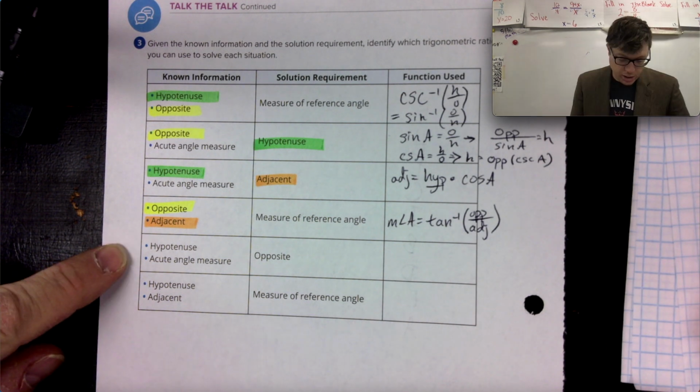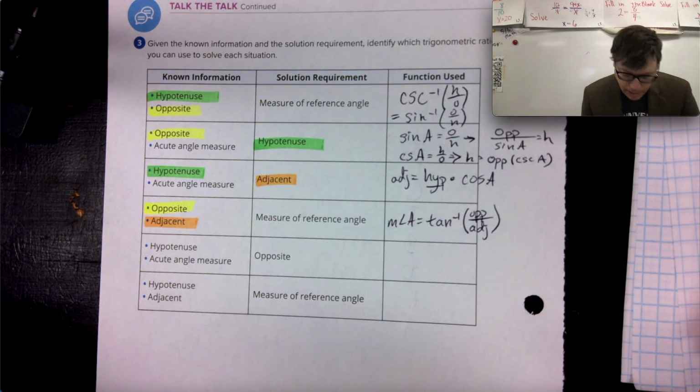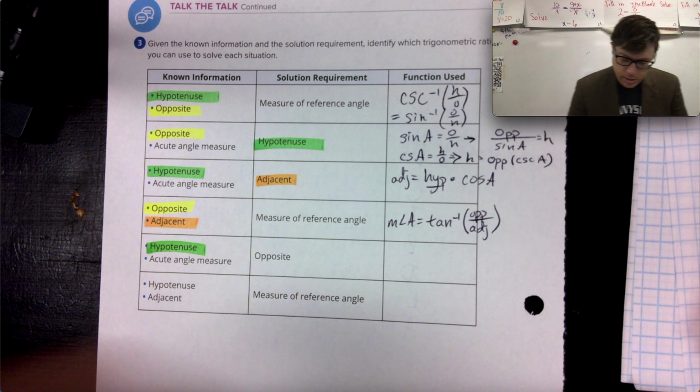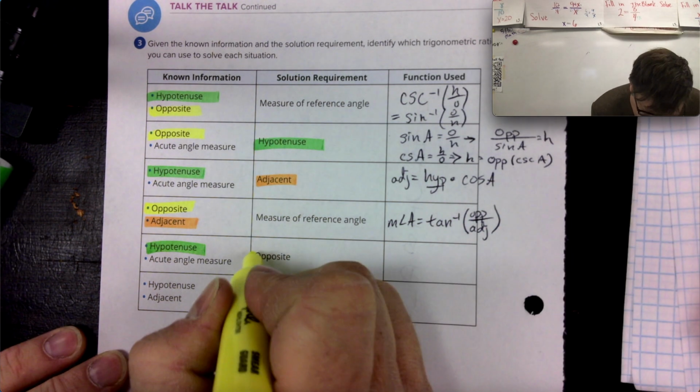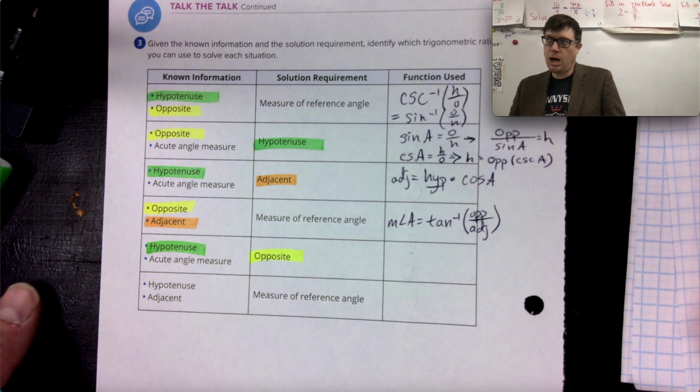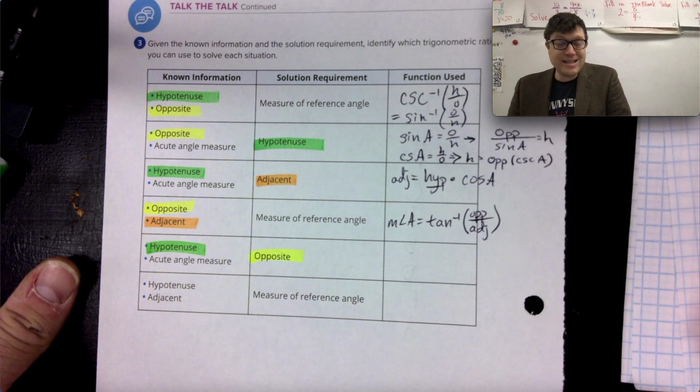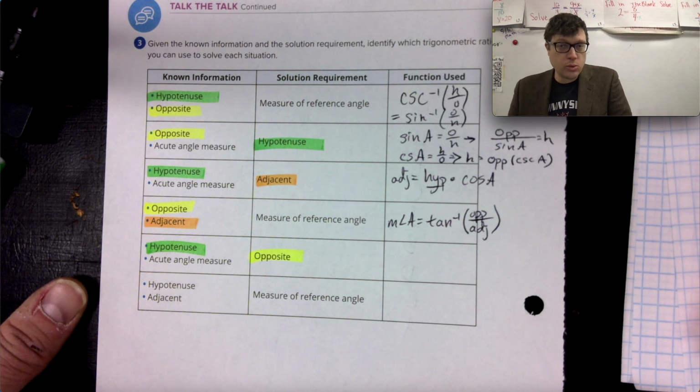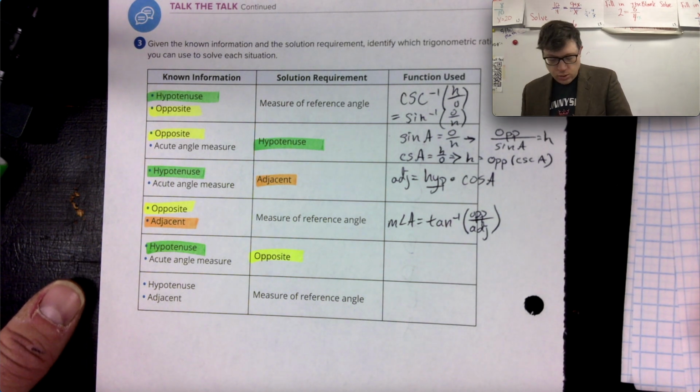Okay, question 5. Hypotenuse is known and the opposite side is known. So opposite and hypotenuse is a sine or a cosecant ratio. And I'm going to go back to work over here.